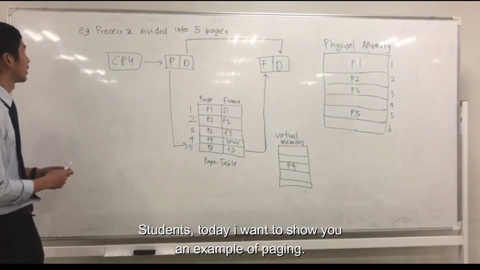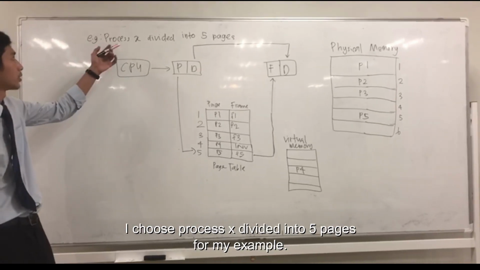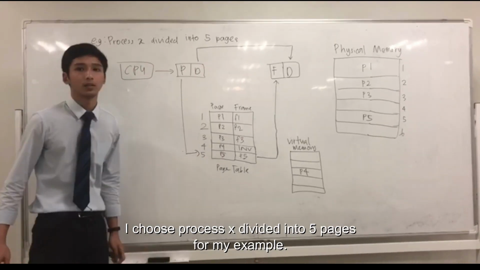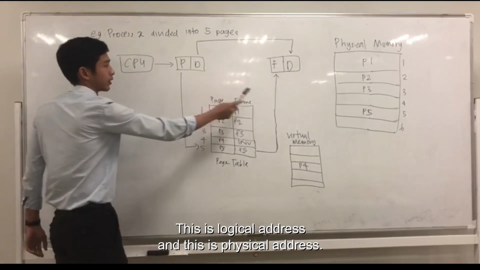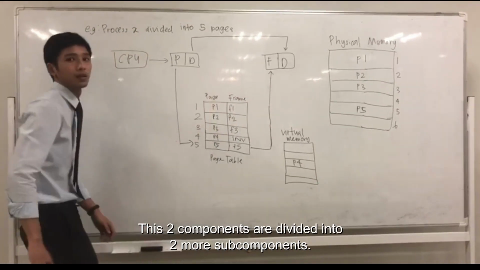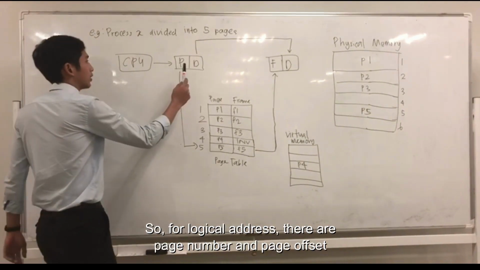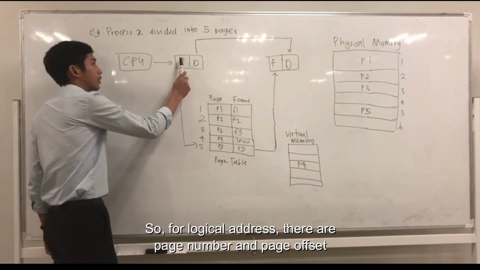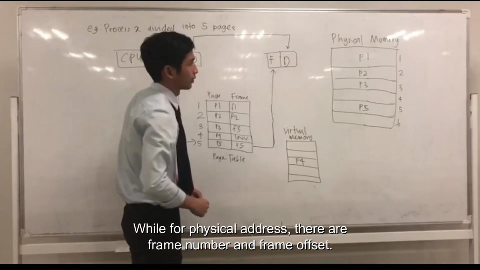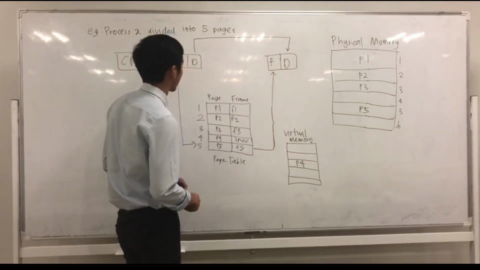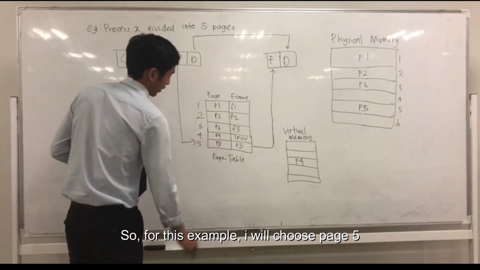Okay students, today I want to show you an example of paging. So I choose process X divided into 5 pages for my example. So this is the logical address and this is the physical address. These two components are divided into two more sub-components. For the logical address, they are page number and page offset, while for the physical address, they are frame number and frame offset. So for this example, I will choose page 5.